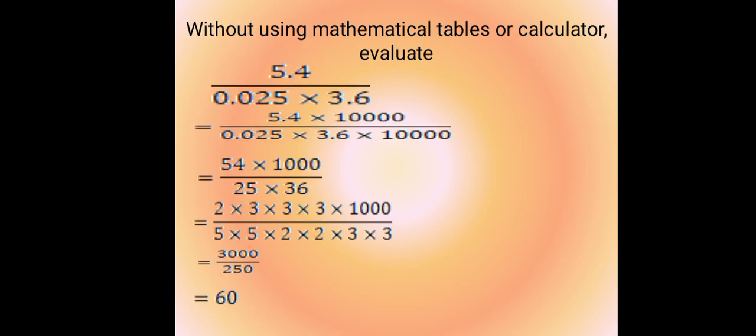Without using mathematical tables or a calculator, evaluate. This is also easy because everything is about multiplication and division. You can move the decimal places and then work with numbers without decimal places. And then the prime factors are easy to find. You can see I found them there. And you can see they cancel each other, so that in the numerator we only have 3,000 and in the denominator we have 250. They also divide easily and we get 60 as the answer.